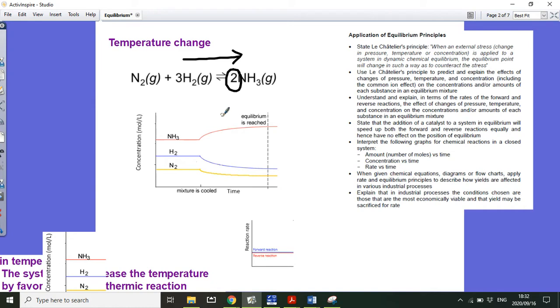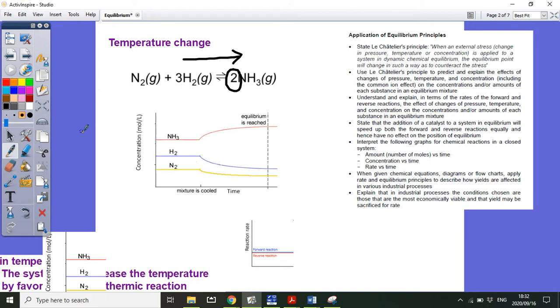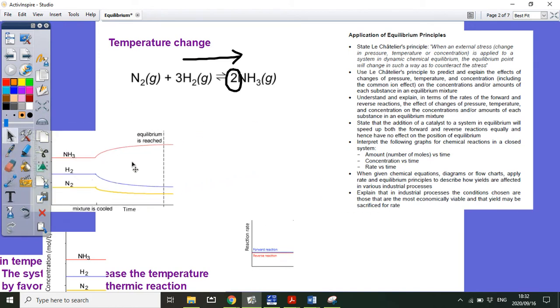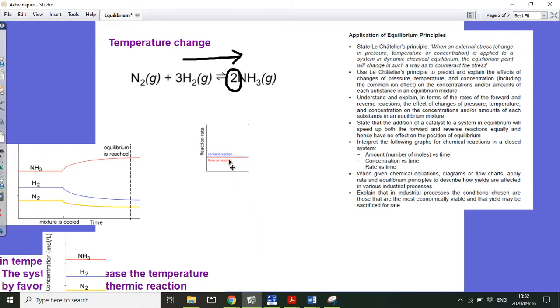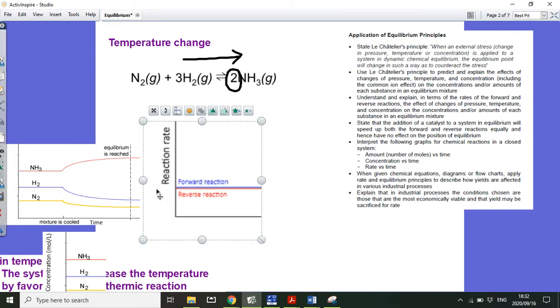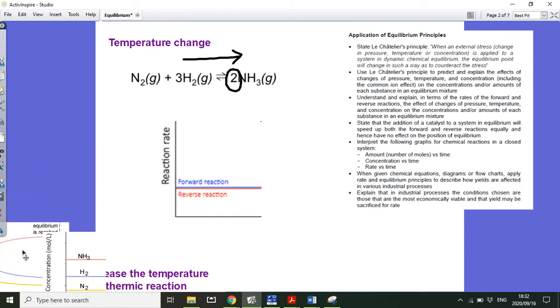Now, that's the one graph you're getting. If this was moles, it would look exactly the same, because if the concentration increases in the same volume, the moles will also increase in that volume. The next graph that you are getting is a rate graph. Now remember, there are only two rates because there's only one forward and one reverse reaction. So for reaction rate, if we have that little graph there, just throw that one away.